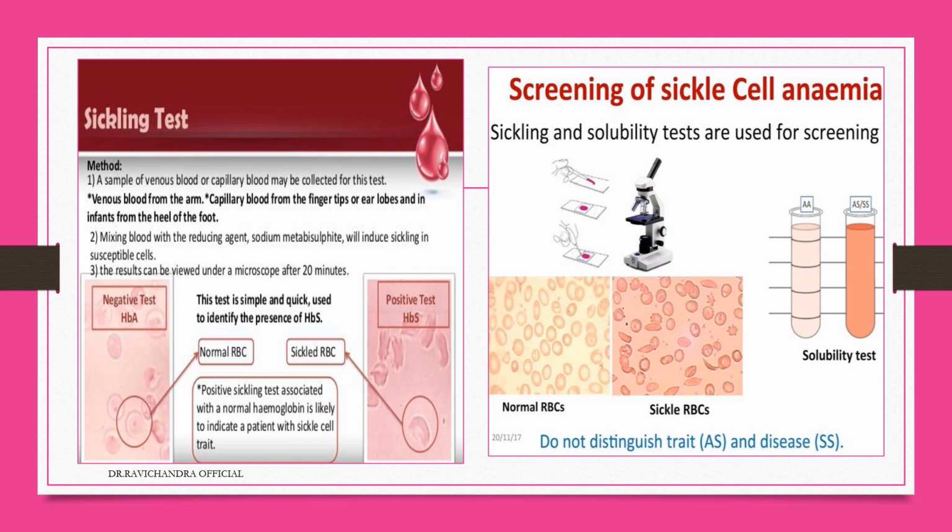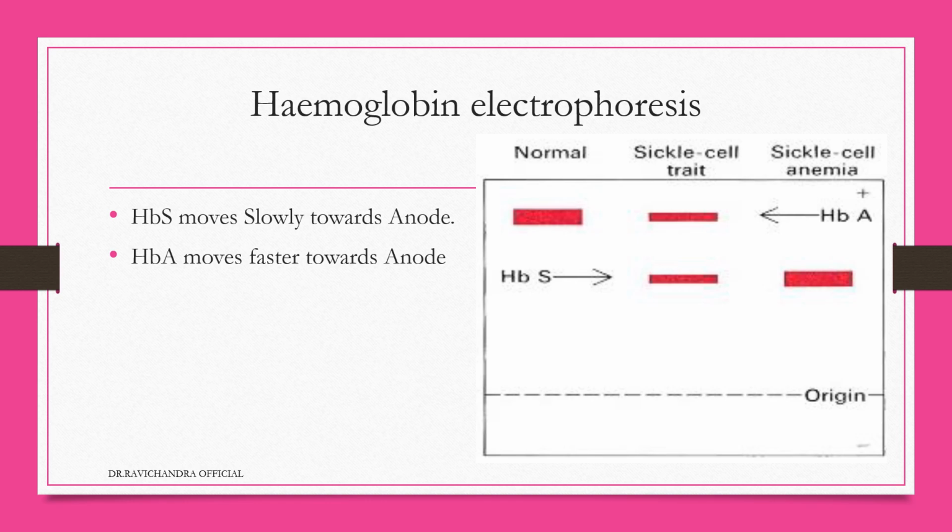This test is very simple and quick, used to identify the presence of hemoglobin S. A positive sickling test associated with a normal hemoglobin is likely to indicate a patient with sickle cell trait. Screening for sickle cell anemia: sickling and solubility tests are used for screening. Hemoglobin electrophoresis. Hemoglobin S moves slowly towards the anode, whereas hemoglobin A will move faster towards the anode. This will be helpful in identifying a sickle cell trait and sickle cell anemia. So hemoglobin electrophoresis will be very much helpful in diagnosing a sickle cell trait and a sickle cell anemia. You can appreciate how the HbS is represented in a sickle cell trait and sickle cell anemia.